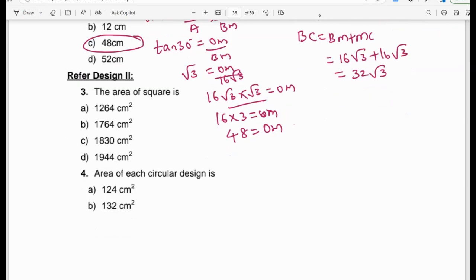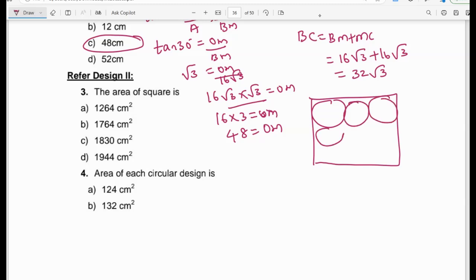Moving on to the next question, we have to refer to the design. In the design, we have to find the area of the square. You can see that in the square you have 1, 2 and 3 circles, then again 1, 2 and 3 circles, then again 1, 2 and 3 circles. It is given that there are 9 circles, and each radius is 7 centimeters.